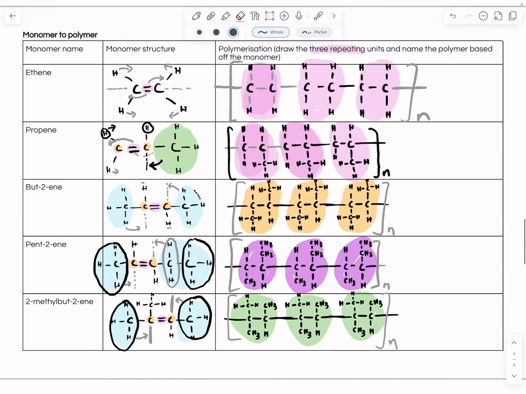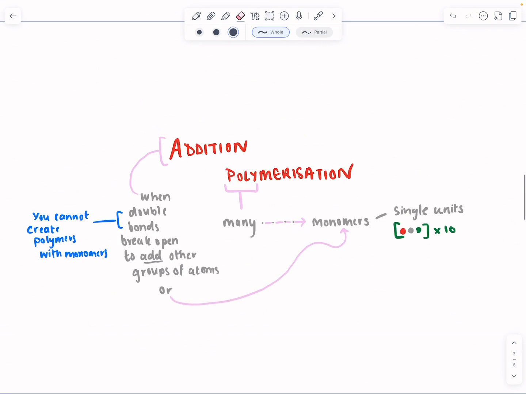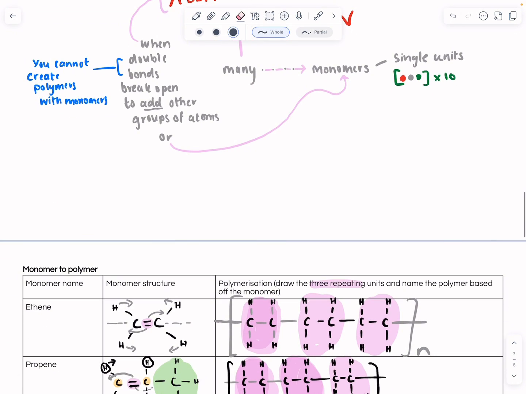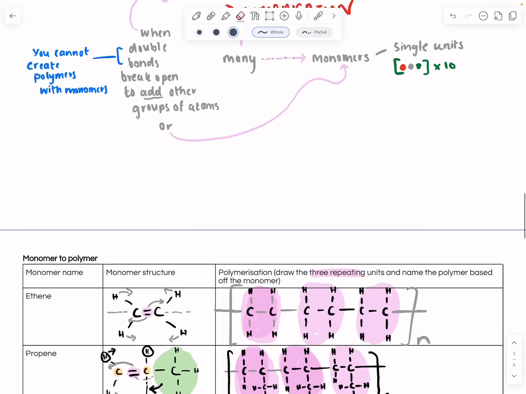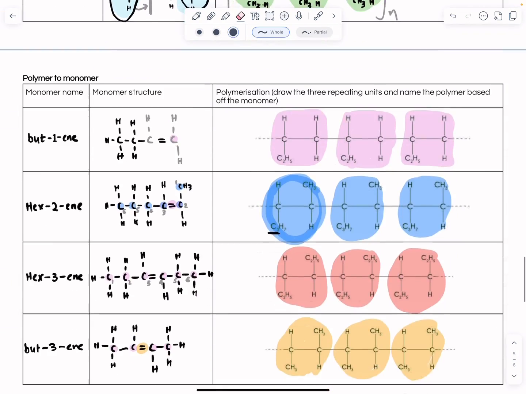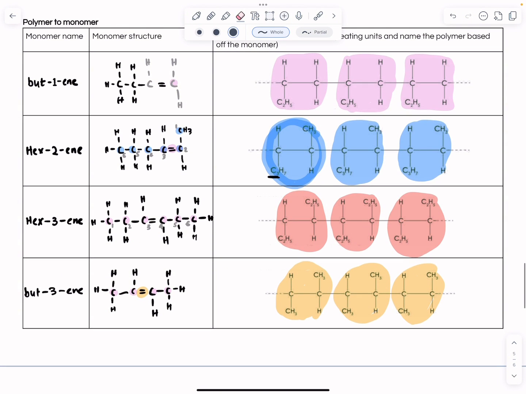This is how you describe addition polymerization, understand that it only occurs with alkenes, not alkanes, because of that double bond to allow an addition reaction. This is how you go from monomers to polymers, and this is how you go from polymers to monomers, okay?